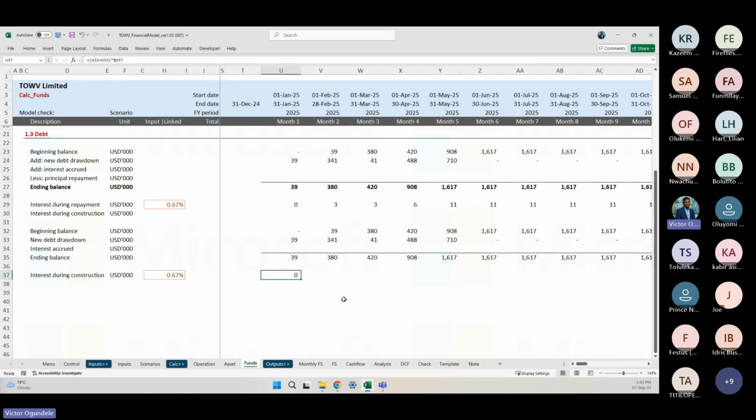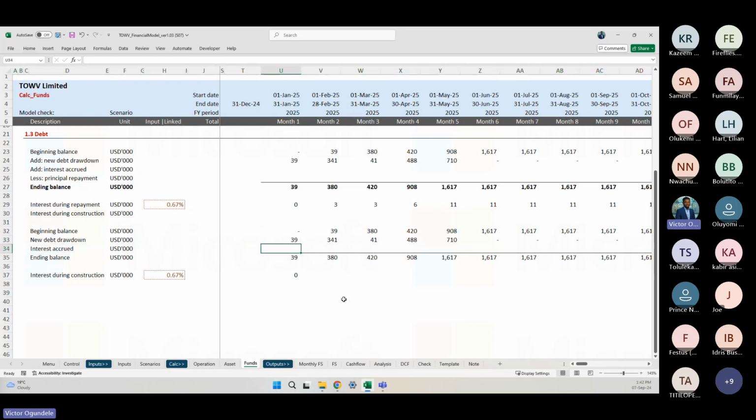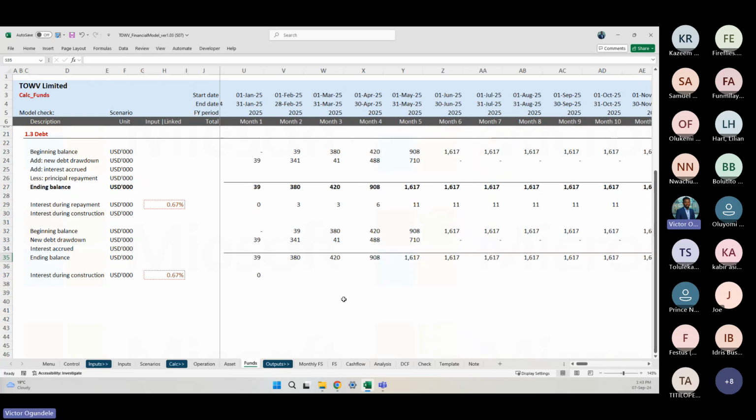All right, please, I hope you are still together. If you have any question, ask. So insert a row here. So beginning balance, new debt drawdown, interest accrued. Then we have the ending balance. And I said you should update your formula so that it becomes beginning balance plus new debt drawdown plus your interest accrued. So remember to copy the formula across.